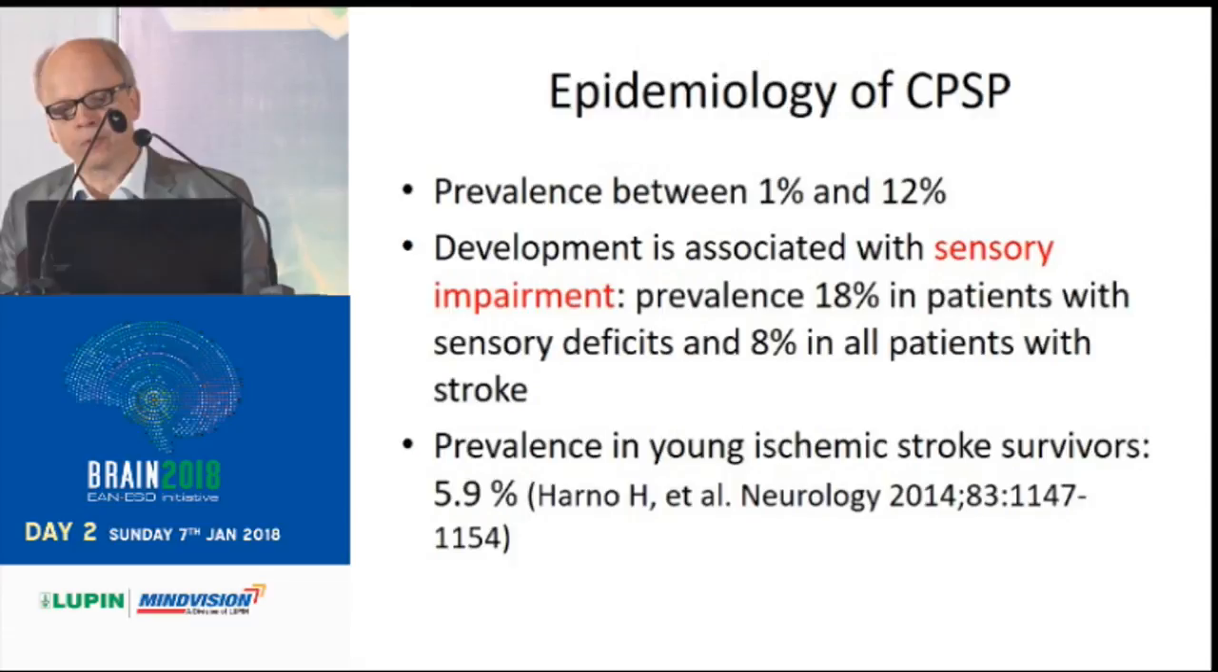So if we have, for example, patients with severe sensory impairment in the initial phase of stroke, then the risk to develop CPS, central post-stroke pain, is much higher than in stroke patients in general. And then a very nice study was made in Finland a couple of years ago about the prevalence in young ischemic stroke survivors, patients younger than 55 years. In this group of patients, the prevalence of central post-stroke pain was 5.9%.